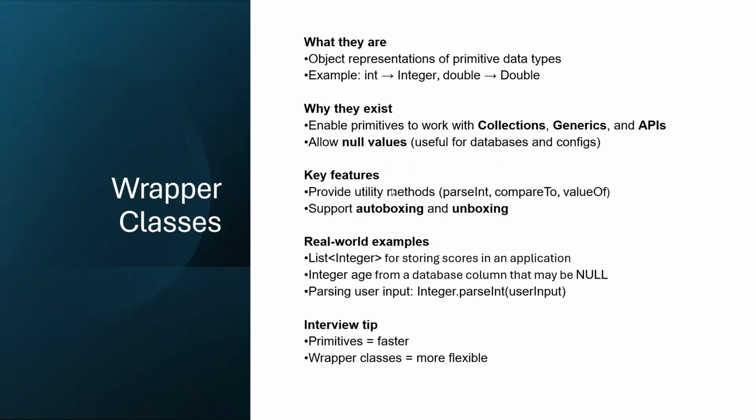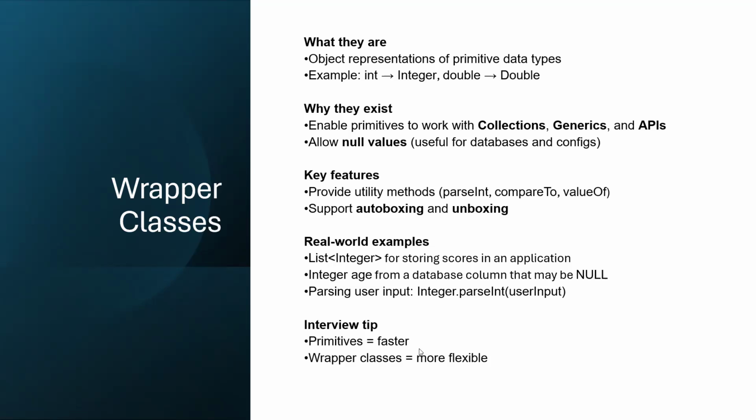Okay. And the key features are, as I already mentioned, they add methods to primitives, such as utility methods such as parsing compared to valueOf, and they support autoboxing and unboxing. So autoboxing is essentially you take the primitive and you wrap it, you box it up in the wrapper class. I mean, the name wrapper itself literally tells you what it's doing. And unboxing is you retrieve the primitive value.